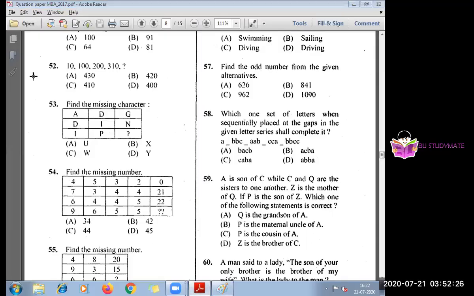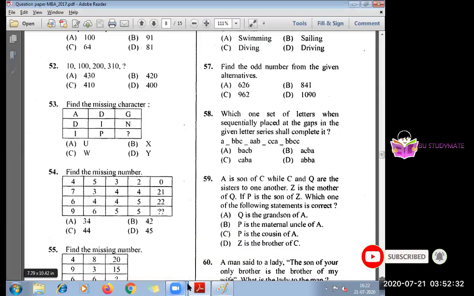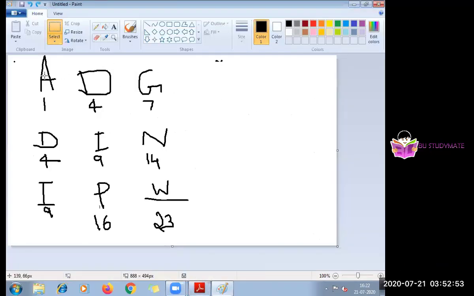See, the question is ADG DIN IP dash. ADG DIN IP dash. So alpha. Okay.